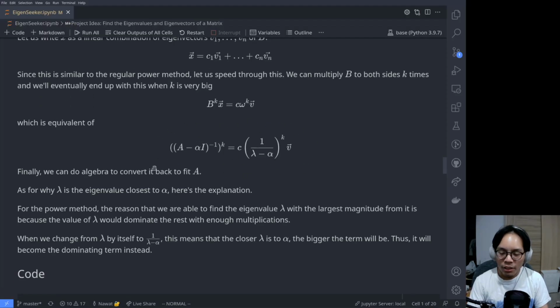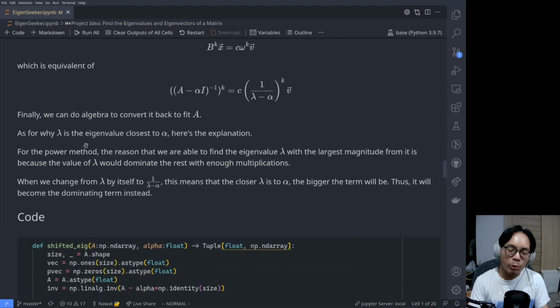And from here, we can do algebra to convert it back to fit A. So x is going to transform into the eigenvector, and the right-hand side is basically this. As for y, lambda is the eigenvalue that is closest to alpha. For the power method, the reason that we're able to find the eigenvalue lambda is because it has the largest magnitude and it dominates the rest of the terms.